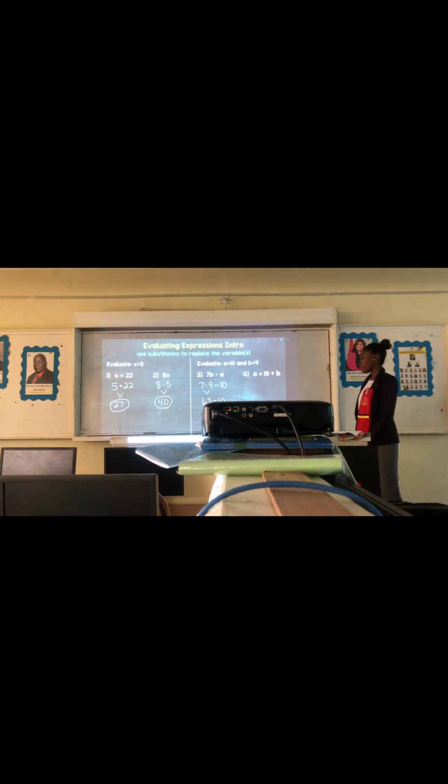Lastly, let's move on to number 4, where we have a plus 18 divided by b. Let's plug in and evaluate. A equals 10, so plug in 10 for a, plus 18, divided by b, b equals 9, so plug in 9 for b. We have addition and division, so we need to go through the order of operations. Division comes before addition, so let's divide first. 18 divided by 9 equals 2.